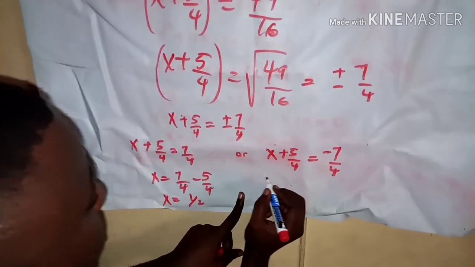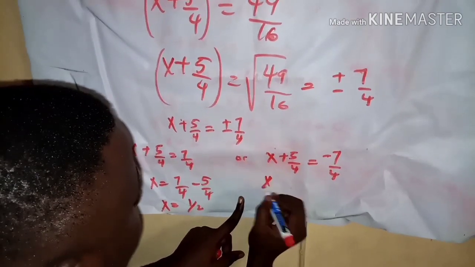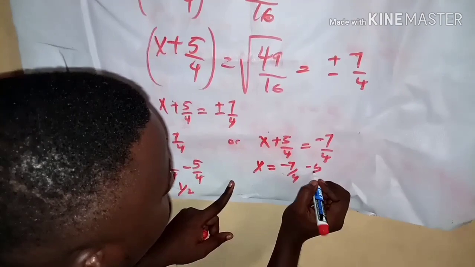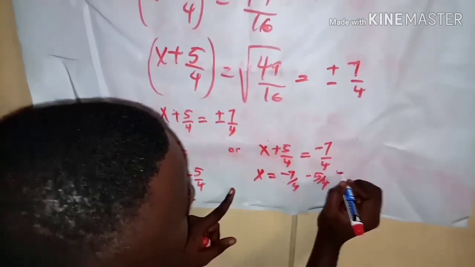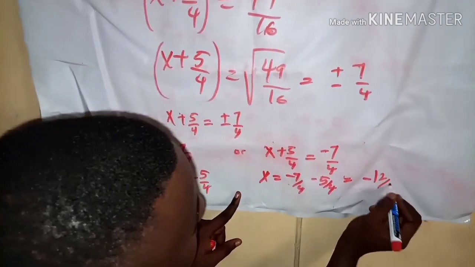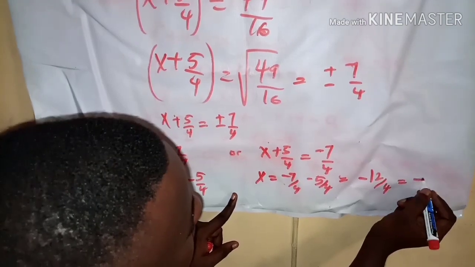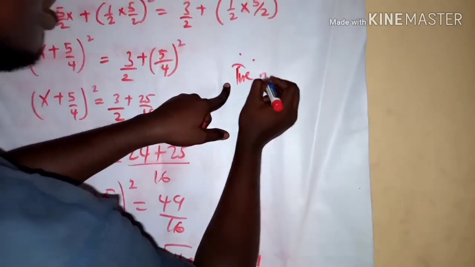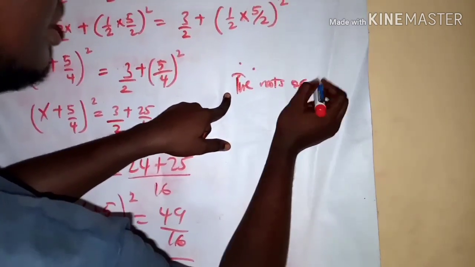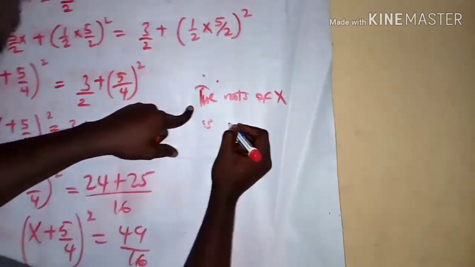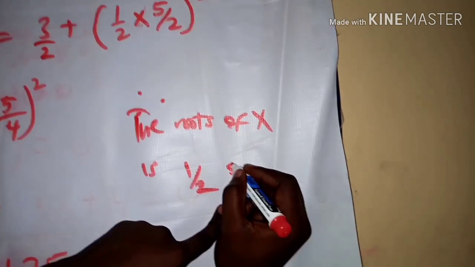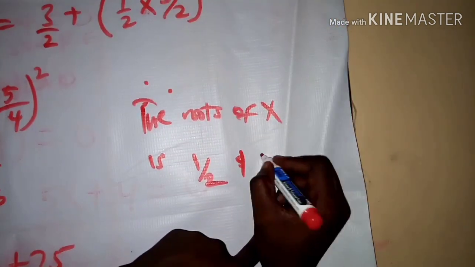Or x equals minus 7 over 4 minus 5 over 4, which is minus 12 over 4, which is minus 3. The roots of x are 1 over 2 and minus 3.